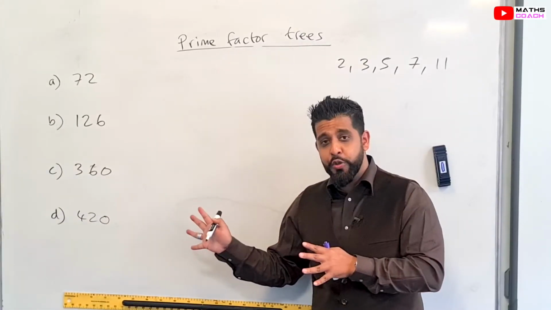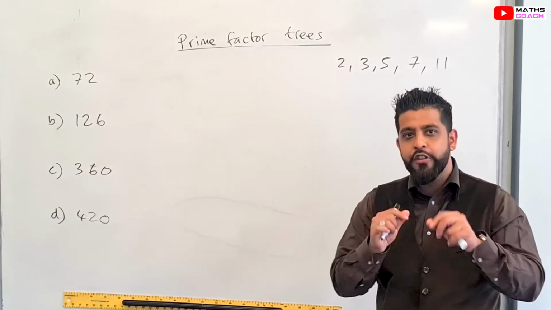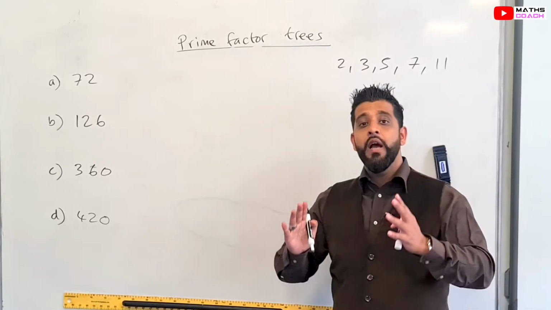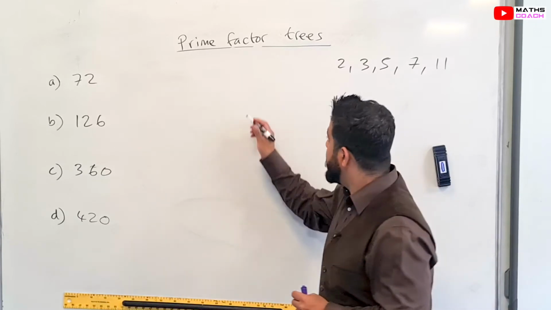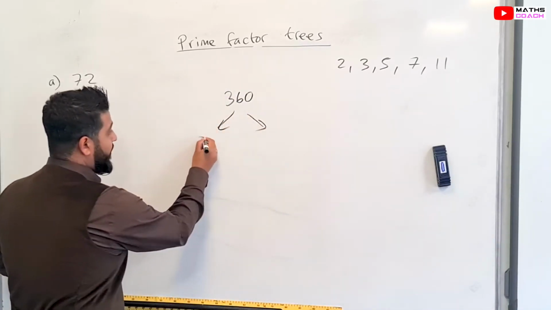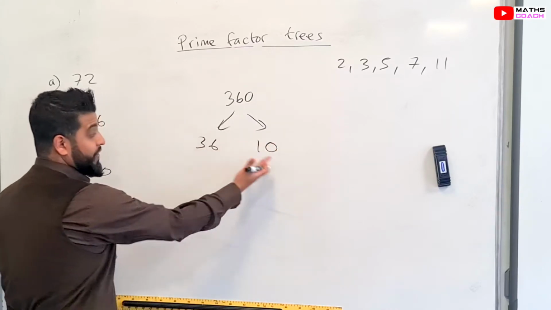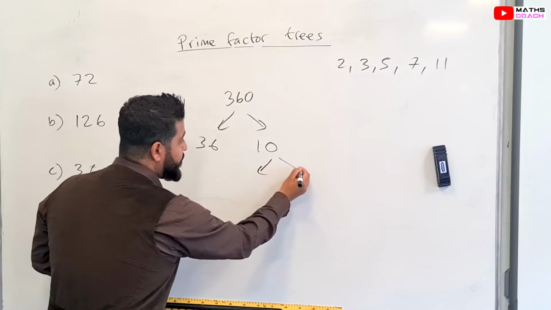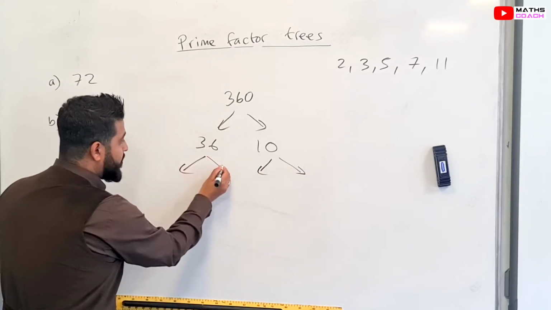Now for these next two, I'm going to do something slightly different just to show you that you can also divide by non-prime numbers and still get to the right answer. So 360, I am going to divide by 36 and 10. Now obviously none of these are prime numbers, so I won't circle them. But I will continue separately the process for both of them.